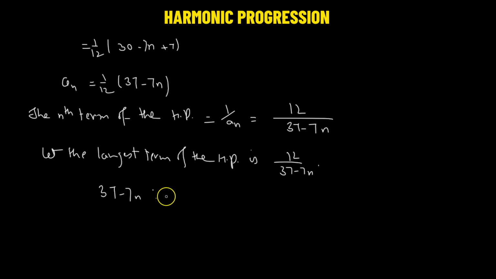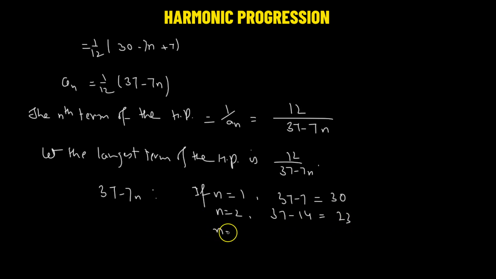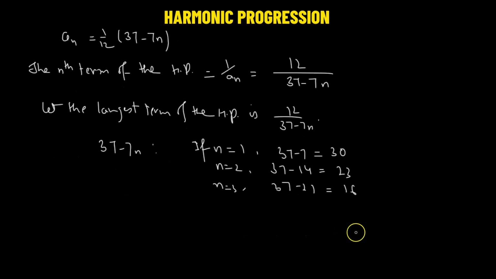Okay, so let's start with this. If we choose n equals 1, then we have 37 minus 7, which corresponds to 30. If we choose n equals 2, we have 37 minus 14, so we get 23. If we choose n equals 3, then 37 minus 21 equals 16. If we choose n equals 4, then 37 minus 28 equals 9. And if we choose n equals 5, 37 minus 35 equals 2.